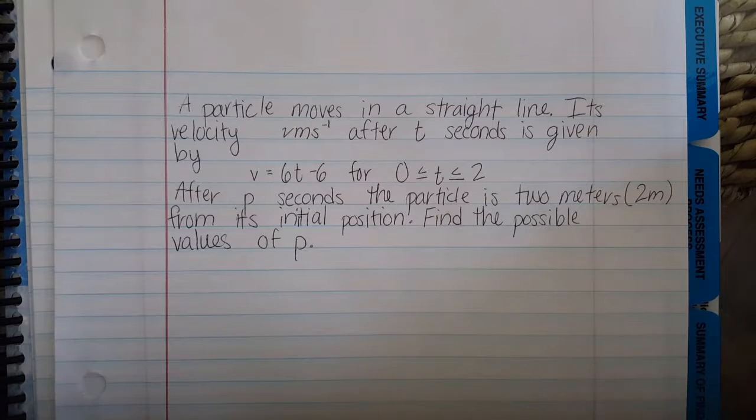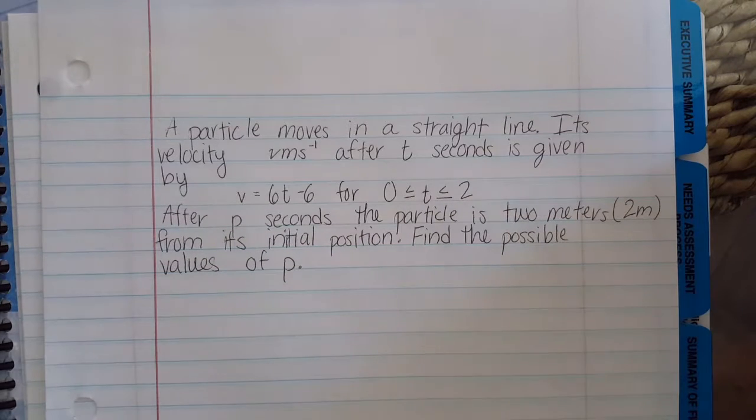So let's say you're given a problem like this. A particle moves in a straight line. Its velocity, v m s to the negative first power, which stands for velocity, after t seconds is given by v equals 6t minus 6 for 0 less than or equal to t less than or equal to 2. After p seconds, the particle is 2 meters from its initial position. Find the possible values of p.